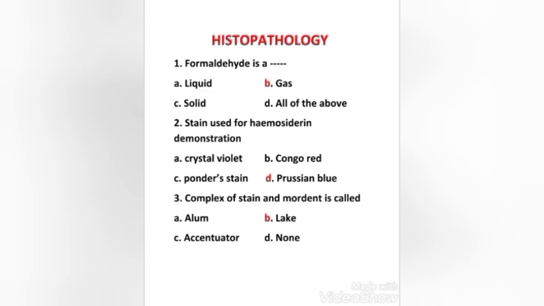Next question. Complex of stain and mordant is called alum, lake, accentuator, none. Right answer is option B, lake. And mordant is a chemical that serves as a link between the dye and the substrate. The result is an insoluble compound that helps adhere the dye to the cells.